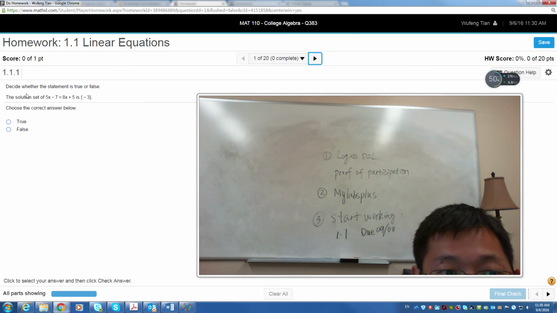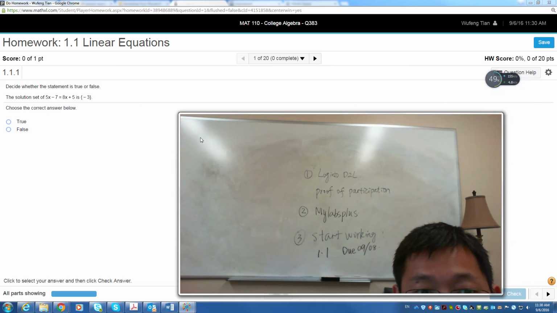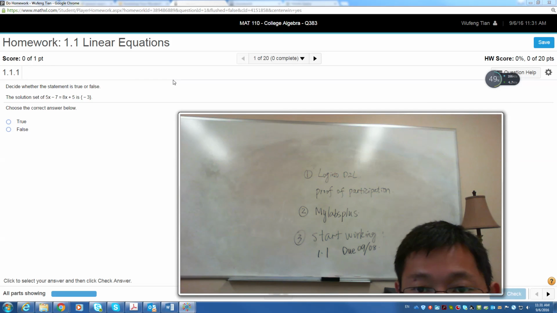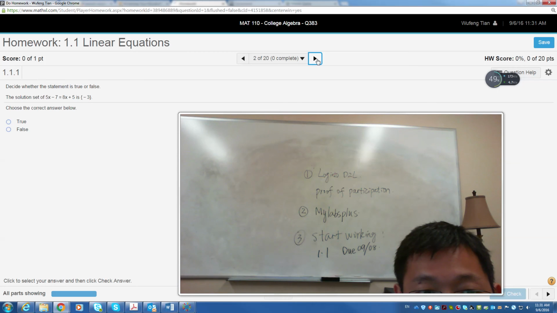First question. Decide whether the statement is true or false. What you need to do is plug the solution, -3, into the equation and see if the equation is true, if both sides work. For example, if I plug -3 in here, it's -5 times -3, which is 15, minus 7, which is -22, and plugging -3 in on the other side, left and right are not equal, so it's false for this one. You do the rest yourself. Sometimes true, sometimes false. Just plug the number into the equation. If left and right sides are equal, then it's true. If not equal, it's false. Okay.